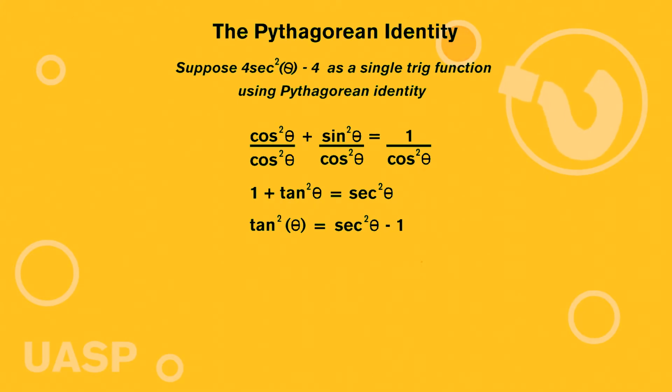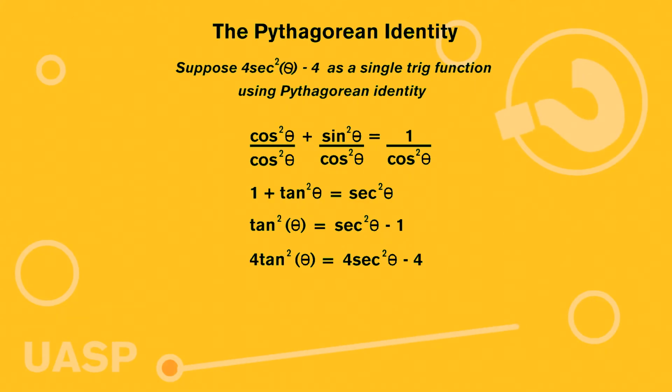If we multiply secant squared theta by 4 and this negative 1 by 4, we get 4 secant squared theta minus 4. The only thing is that we also have to multiply 4 to the other side. So that means we have 4 tangent squared theta equals 4 secant squared theta minus 4. And now that we see that these two equal each other, we know that this is our answer.